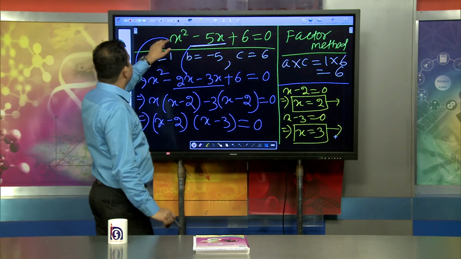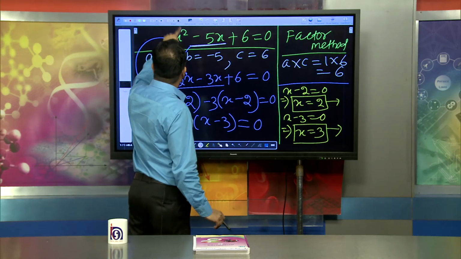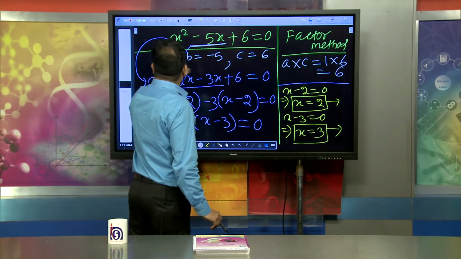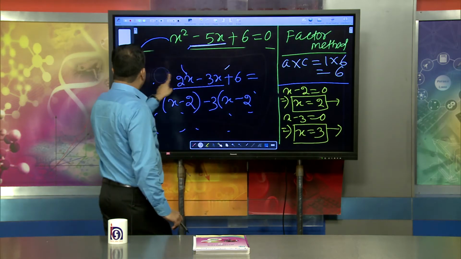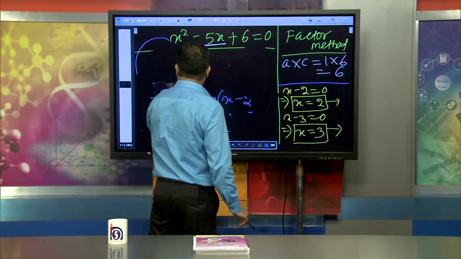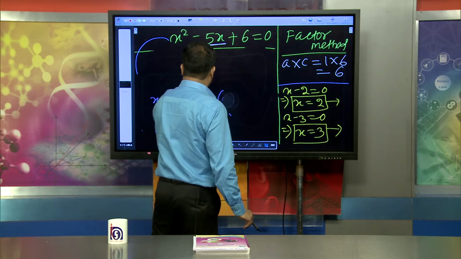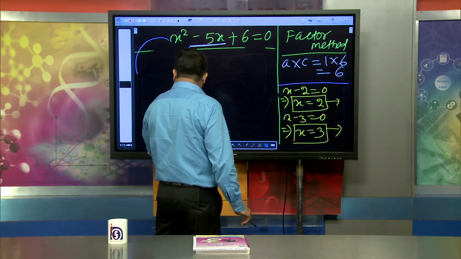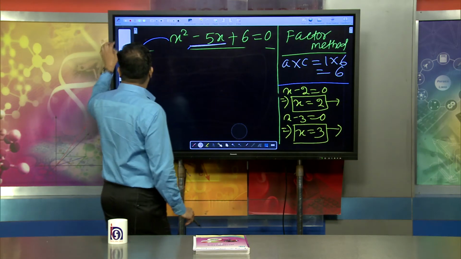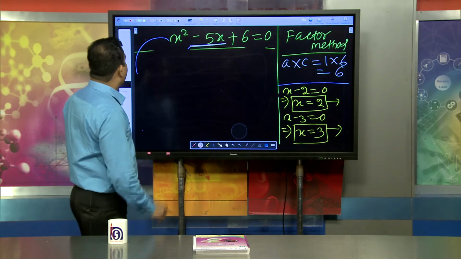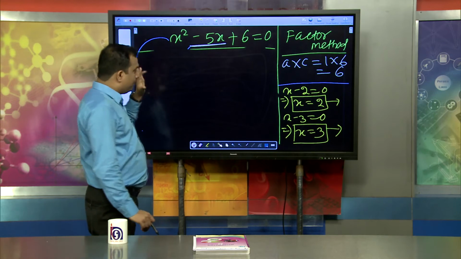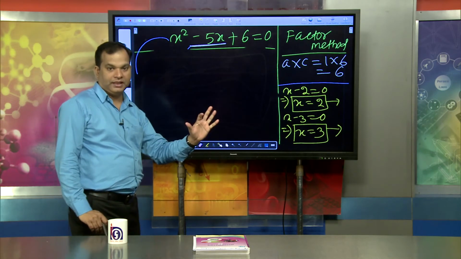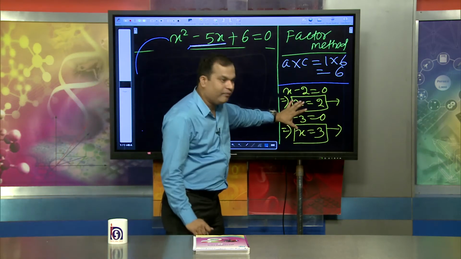Very important thing is, suppose I find two important things here: the value of x equal to 2 and the value of x equal to 3. I can self-check whether my solution is correct or not. That is the very important thing.